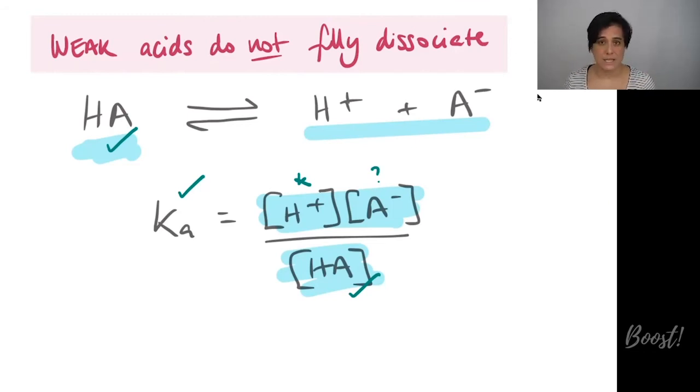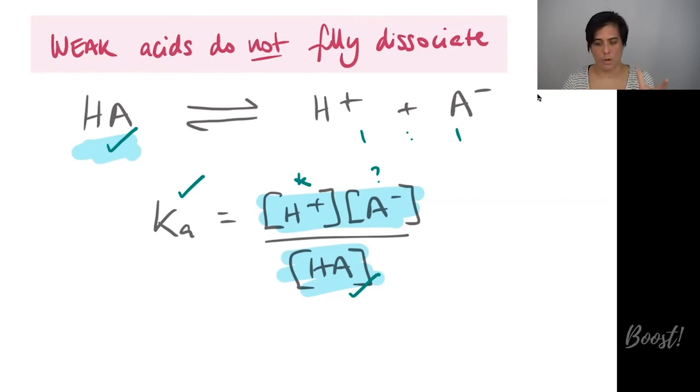Well, the key to this is the fact that in this equation, we have a 1-to-1 ratio of H plus ions and A minus ions. Almost all weak acids are monoprotic in this way. They're usually organic acids. So we're releasing one H plus ion for every molecule of acid.